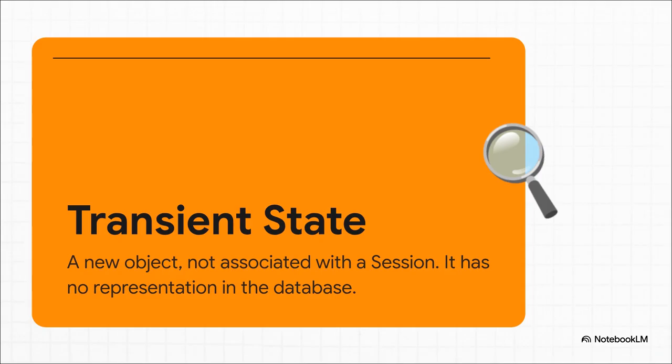First up is the transient state. This is basically the moment of birth for your object. You've just typed new Student. Right now, it's just a plain old Java object hanging out in memory. Hibernate has no clue it exists. It doesn't have a database ID, and any changes you make to it are just gone when the object disappears. To the database, it's a complete ghost.